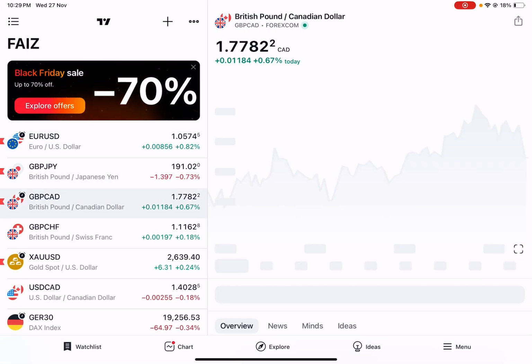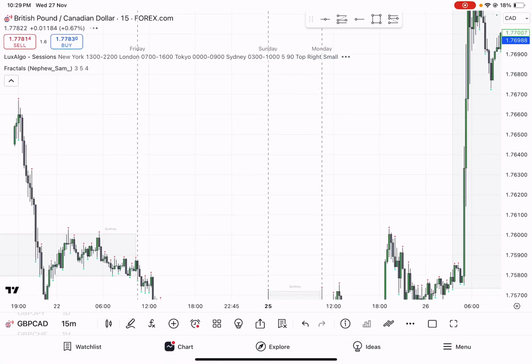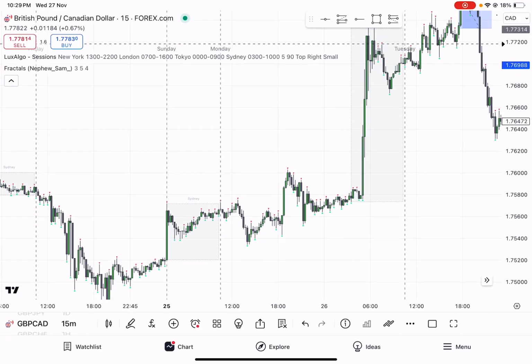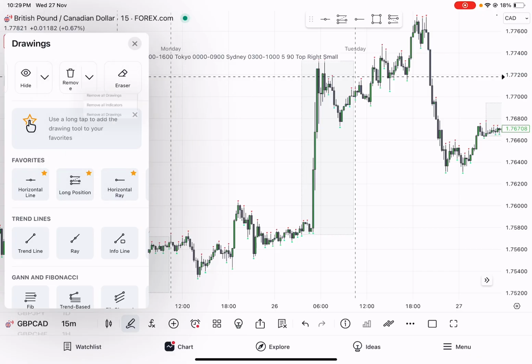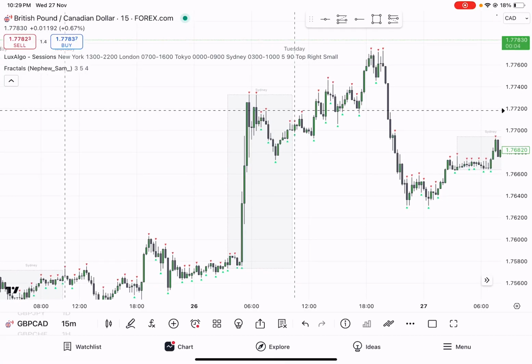For example, now let's say if I ask someone to draw the Fibonacci in this particular chart, in this particular uptrend. Okay, I want to draw a Fibonacci in this uptrend.